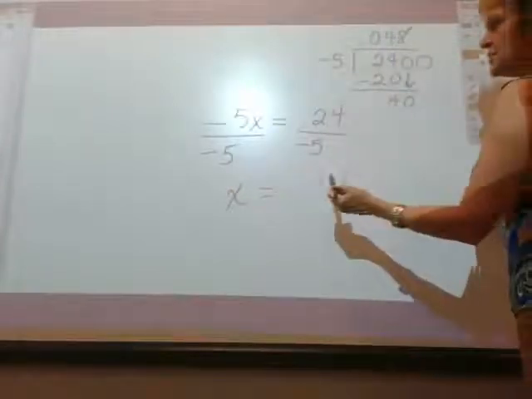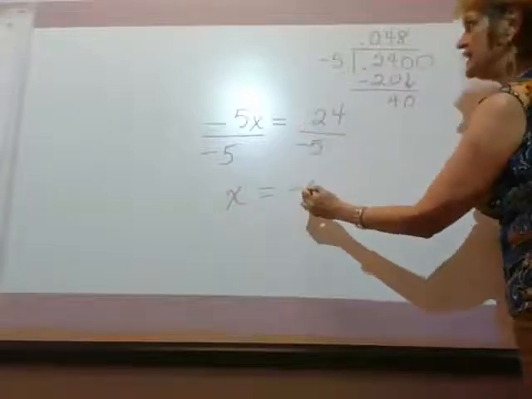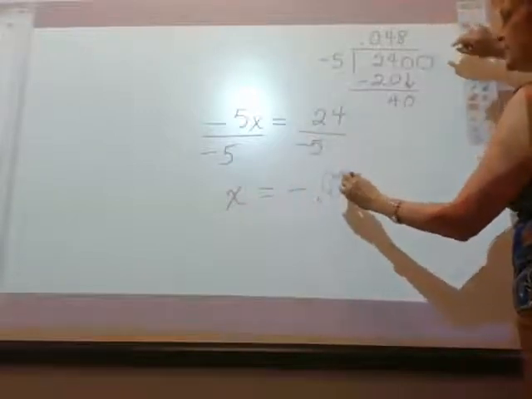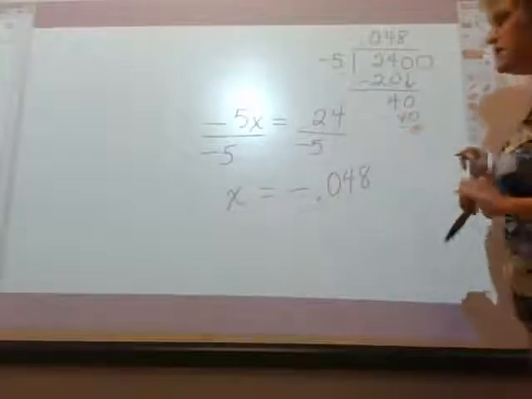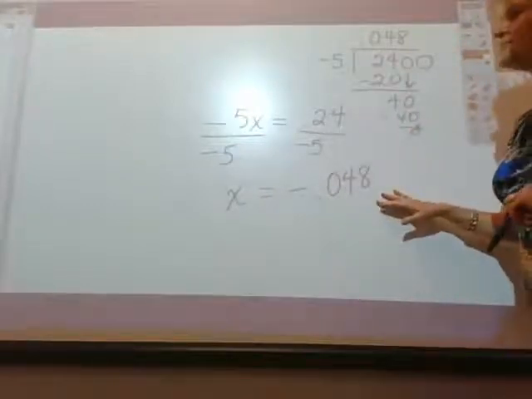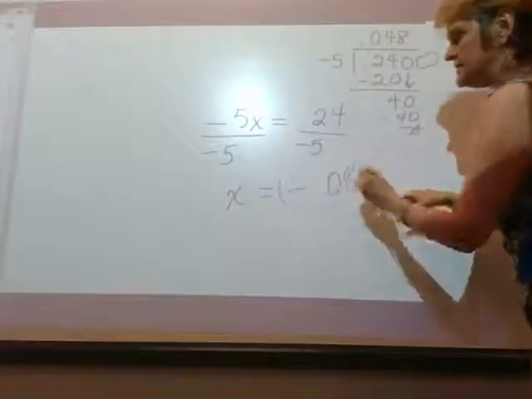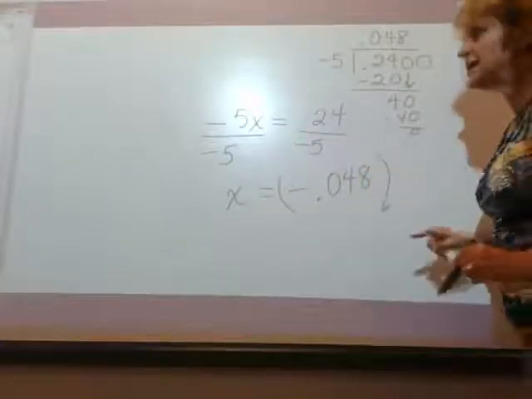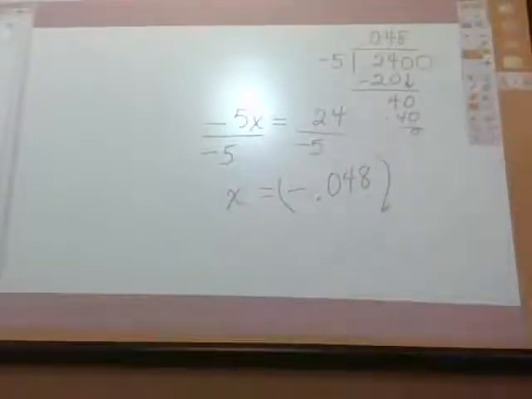All right, so my answer, positive over negative is -0.048. Okay, hopefully you all see that. And you could always check it. You could say -5 times -0.048 is indeed 0.24.